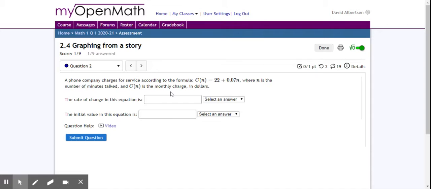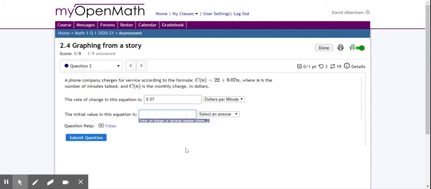Let's try another one. A phone company charges for service according to this formula: C of n is equal to 22 plus 0.07n, where n is the number of minutes talked and C of n is the monthly charge in dollars. So what's the rate of change? Well, the rate of change is your slope. So your slope would be the 0.07. Don't put the n there. The rate of change is your dollars per minute, in this case $0.07, which is the same as 7 cents a minute.